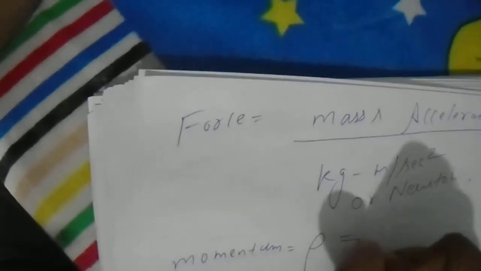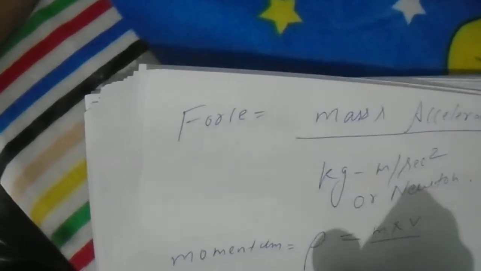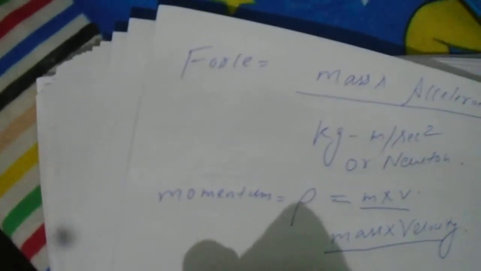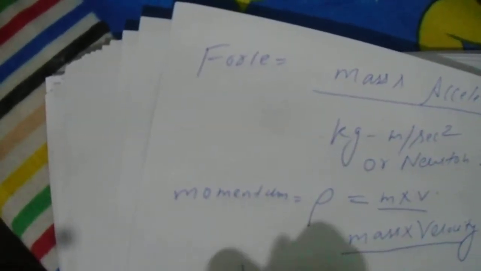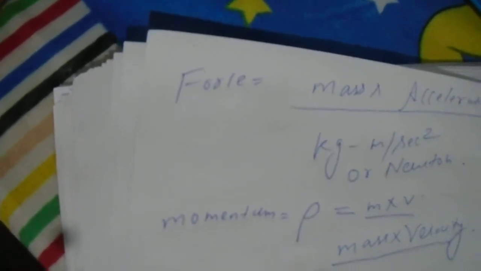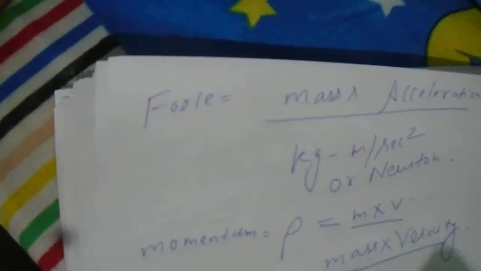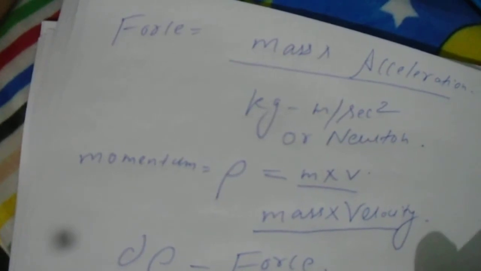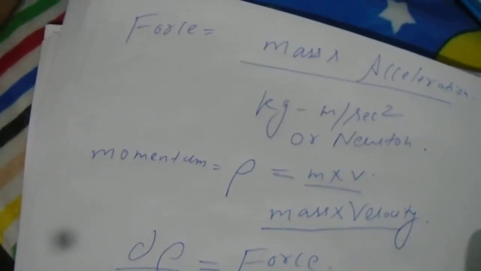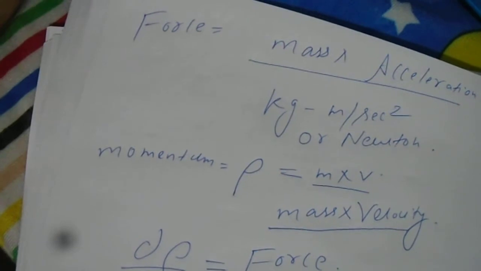After force we have the formula for momentum. Momentum is denoted by P. Its formula is mass multiply velocity. Mass multiply velocity of the object is known as momentum. Also, rate of momentum change upon time is equal to force. P upon T is equal to F. Its proof is given as force is equal to mass multiply velocity upon time or momentum upon time.